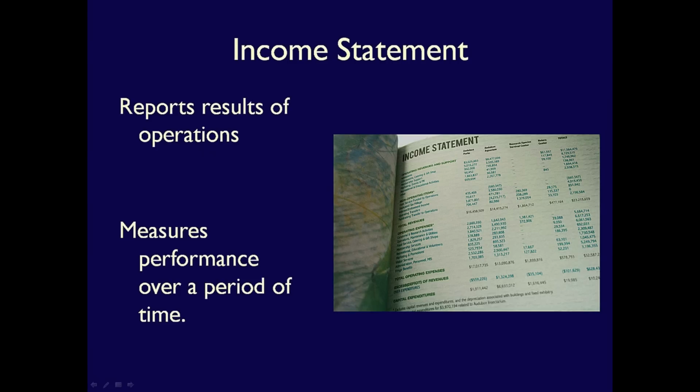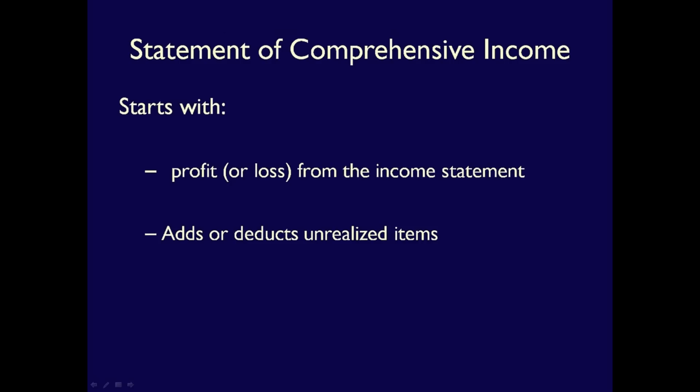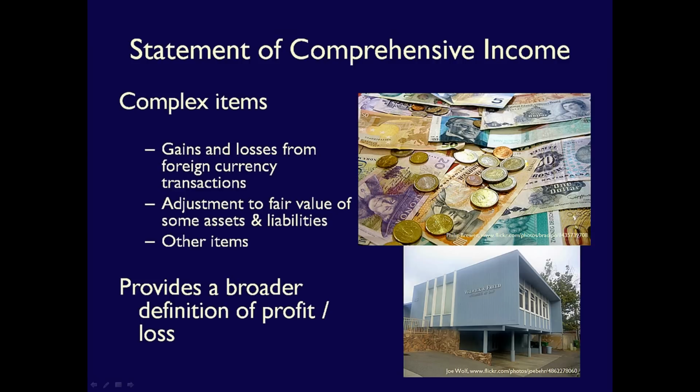Remember, in our last video we covered the income statement, which provides users with a measure of profitability. The profit or loss at the bottom of the income statement is used as an opening number in the Statement of Comprehensive Income. This statement then adds or deducts more complex items, which are, as yet, unrealized. This includes gains and losses from foreign currency and adjustments to value other assets and liabilities at fair value rather than historical cost, as well as other items which are left for more advanced accounting courses.